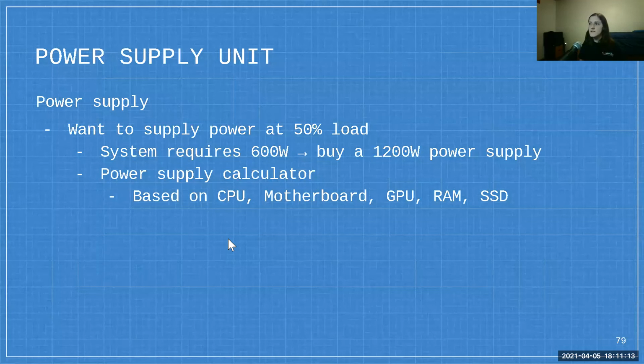Some metrics for the power supply unit that we talked about last time that we want to keep in mind here are that we want to supply power at 50% load. So if our system is requiring 600 watts of power, we don't just want a 600 watt power supply. We want to go 2 times that so that we're always operating at 50% load. And this is just something that's standard to do because we don't want to be operating on the max power that we need from our power supply unit because that can just get bad. So how you can figure this out, how much your system requires, is based on a power supply calculator. And this is based on CPU, motherboard, a GPU, RAM, and SSD.